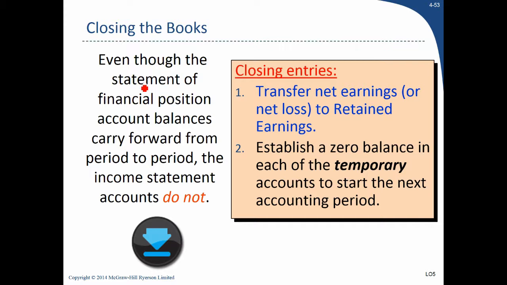So this should be nothing new. The statement of financial position account balances, that's your assets, your liabilities, and your equity, carry forward from period to period. They're perpetual. Your ending cash last year of $1,000 is your beginning cash this year of $1,000. If you owed the bank $10,000 at the end of last year, January 1st comes, you still owe them $10,000. These balances are perpetual and they carry forward.